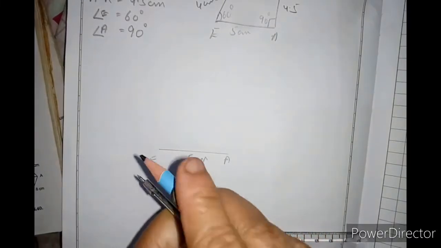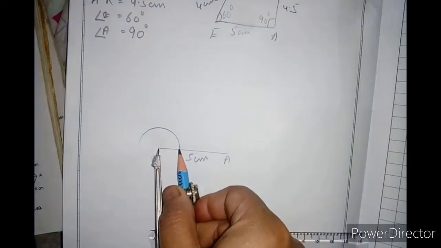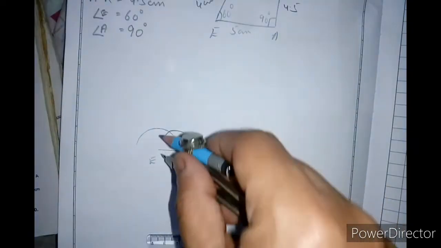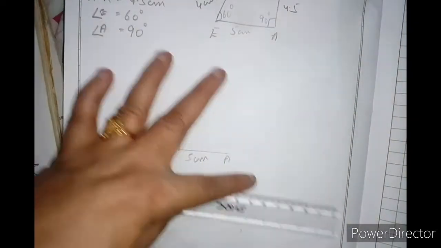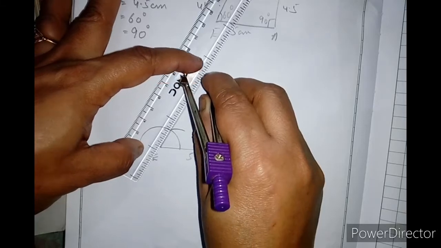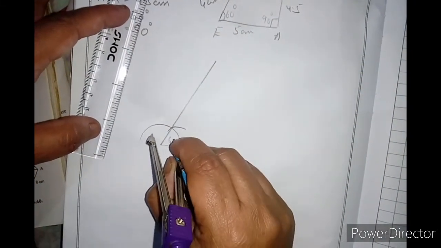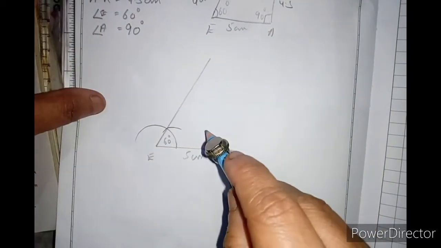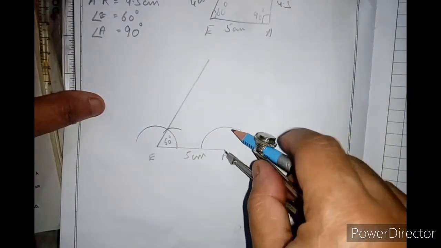Now on E we have to construct an angle of 60 degree. Take the first arc for 60 degree. So here we get a point, and passing through it we will get a line. This is 60 degree. Keep on writing the measurements side by side. On A we have to construct an angle of 90 degree.